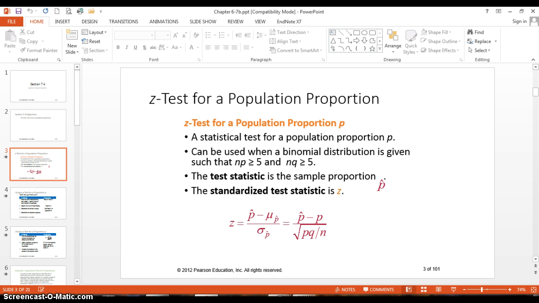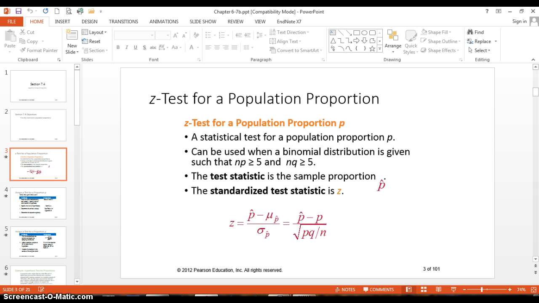The test statistic that you'll use is the sample proportion, which is p with the hat on it, and then the standardized test statistic that you're going to use is called a z-statistic. And basically that is calculated as, for the numerator, the sample proportion minus the hypothesized population proportion, which is just regular p. And it's going to be divided by the standard error, which is the square root of the population proportion times its complement, and both of those are divided by the sample size.